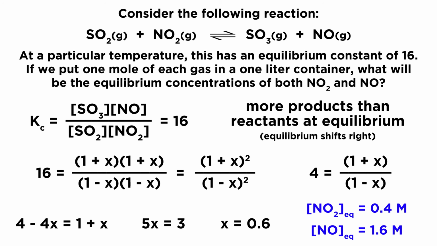And so because we know we have a 1-liter container, we started with 1 mole per liter, 1 molar, and each of the reactants is going to lose 0.6 moles, and each of the products is going to gain 0.6 moles. And so that means that if we have 0.4 moles of each reactant, like NO2, that is going to be 0.4 molar. And if we have 1.6 moles of each product, like NO, we're going to have a 1.6 molar concentration of NO. And so that's a little bit of algebra regarding equilibria.